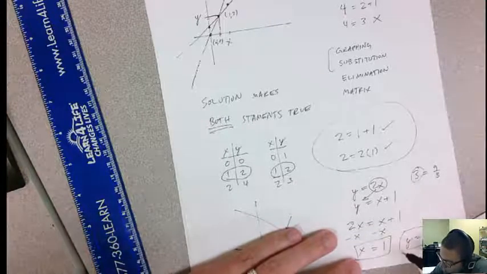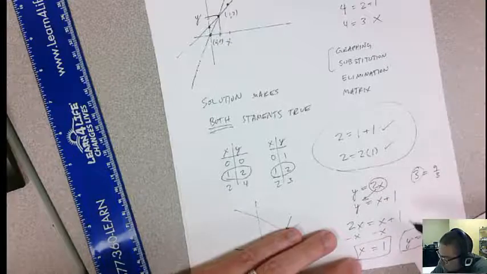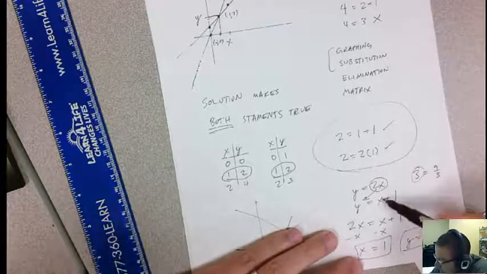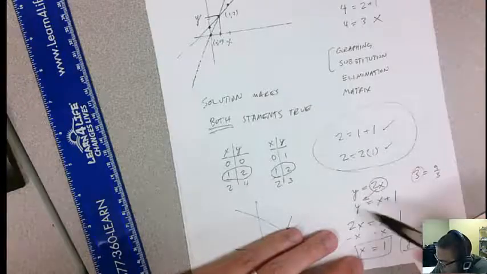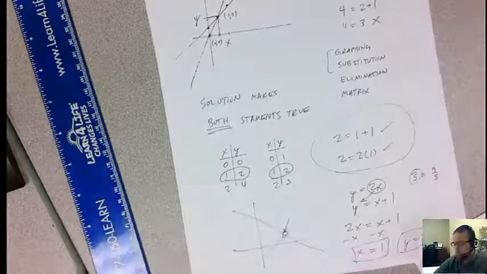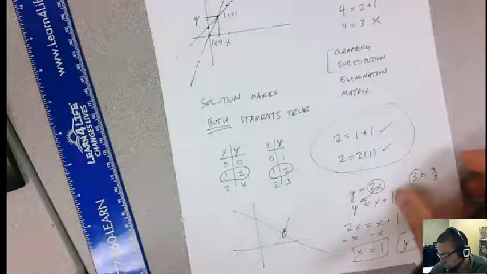And to check your answer, you can plug it into the second equation and see if it also makes a true statement. That's just a way to check, right? 1 plus 1 is 2, and y equals, so 2 equals 2 checks out. So I have checked my answer with the substitution method.